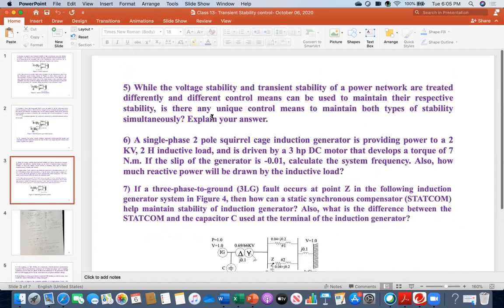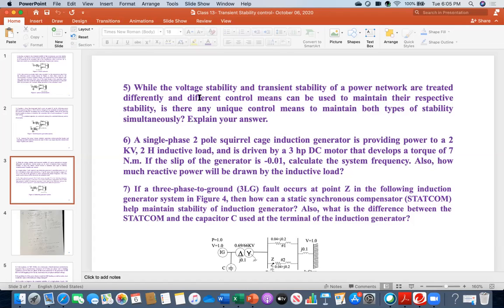Okay, now let's see question number 5. You see, there are lots of things in stability questions. While the voltage stability and transient stability of a power network are treated differently, and different control means can be used to maintain their respective stability, is there any unique control means to maintain both types of stability simultaneously? You know, from the definition that we looked at early in the semester, voltage stability refers to the voltage situation.